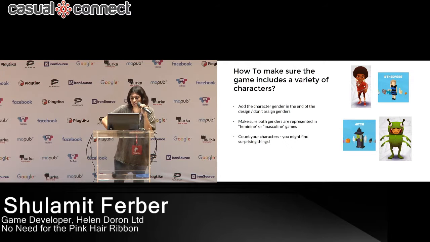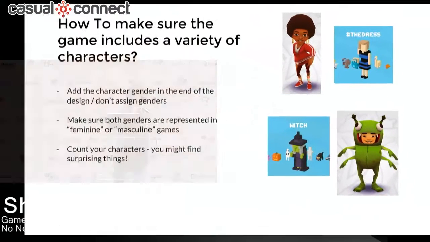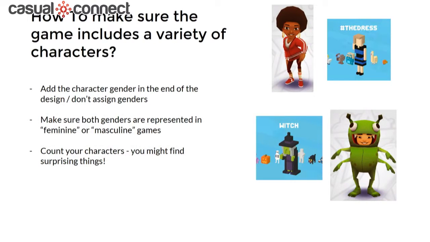I actually took these tips from script writing tips, because I also write stories. And they say that if you're not sure how to have more female characters in your story, just write them, or think about the roles and add the gender in the end or in the middle of the design process, and not from the beginning. Make sure both genders are represented in feminine or masculine games.